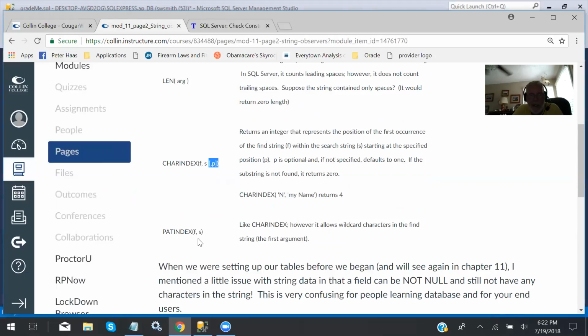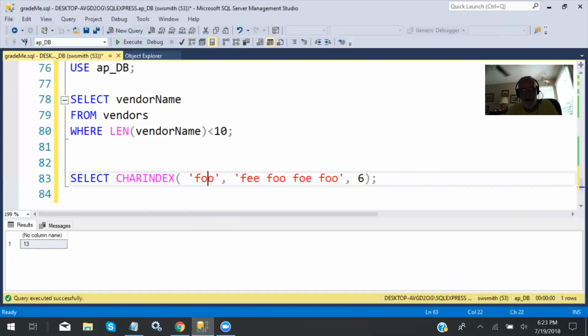Pattern index, F and S, is like char index, and I think the pattern index in most of them allows that third parameter. I would have to Google it and find out, but it finds F within the string S, but it allows you to use wildcard characters in the find string. I do not use this one as much, but pattern index, let's see if I can give you an example. So foo, you see, I believe it is a %.